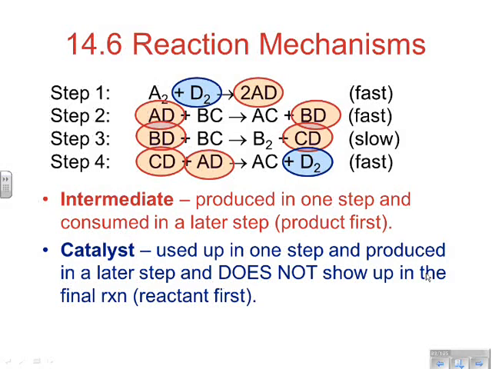D2, a reactant in step 1, is produced in step 2. So it disappears at the beginning and then reappears at the end. So in our overall reaction, it looks like it was there at the beginning and end. That's where catalysts appear in reaction mechanisms.